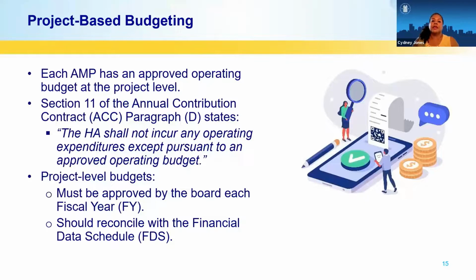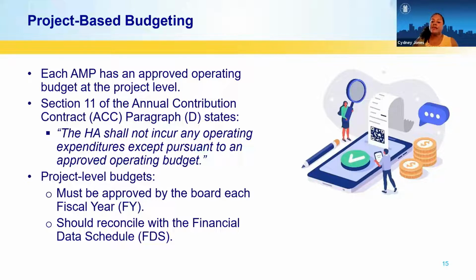So let's take a look at the next slide. In project-based budgeting, prior to asset management, as I mentioned, the money just went to the central office, that COCC we talked about. And what tended to happen is the money didn't filter down to the properties as it should have. So with project-based budgeting, the money goes directly to each AMP or asset management property and has an approved operating budget at the project level.